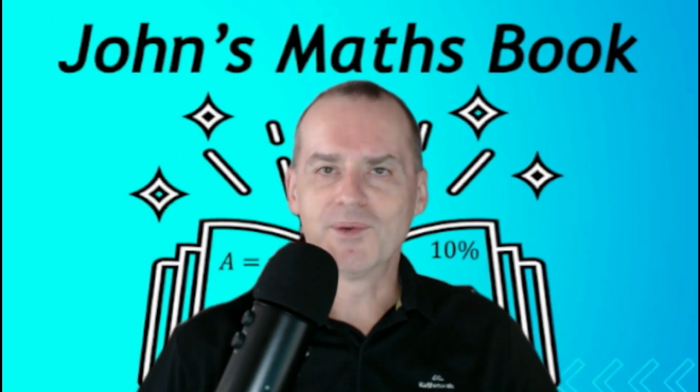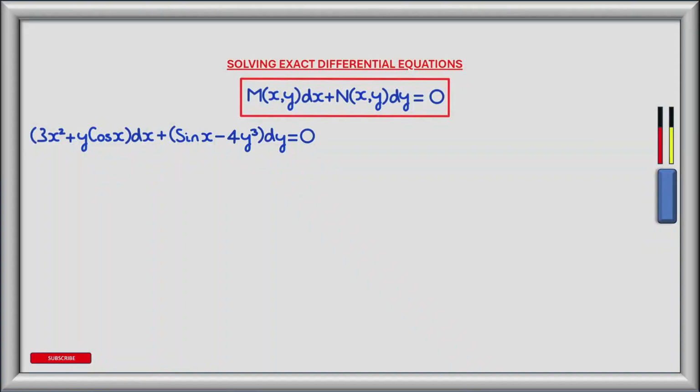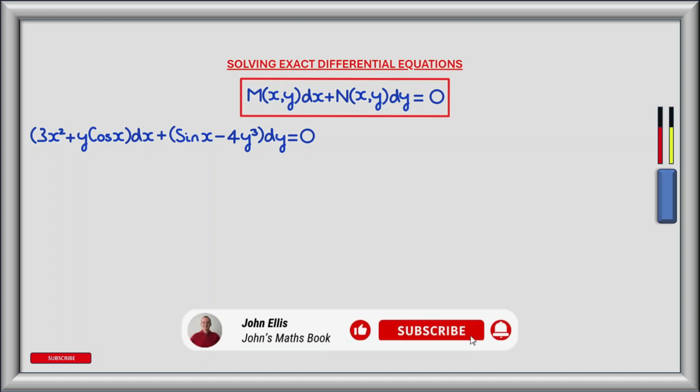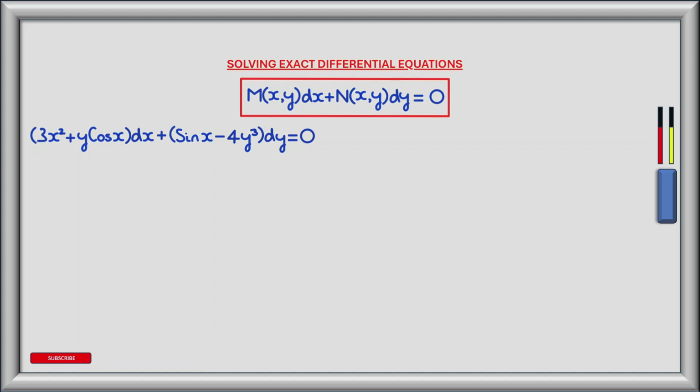Without further ado, let's go over to the whiteboard. Let's check to see if this differential equation is exact. And if it is, let's solve it using the techniques we learnt in the first two videos of this series. If you haven't yet watched these, then I urge you to do so, as I'll be drawing on the knowledge gained from these in order to solve this equation. I'll drop a link to both in the description of this video.